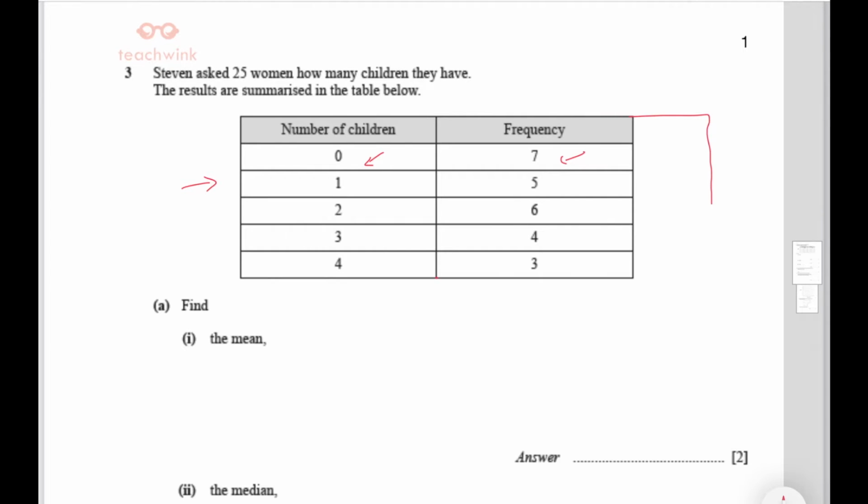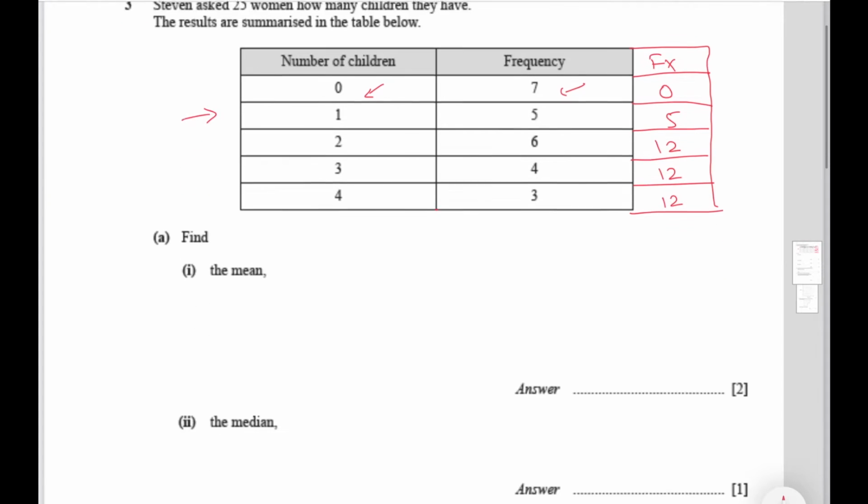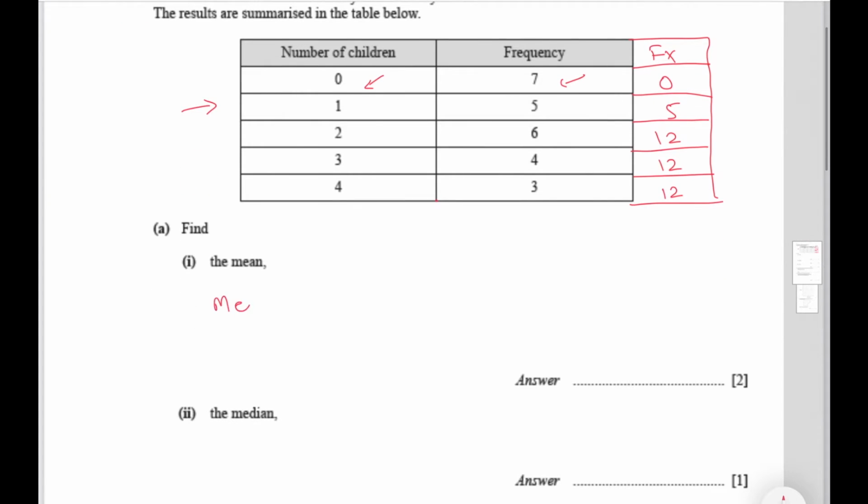Let's make a column over here to make things easier for us. So we write fx, f means frequency, x means the number of children. 7 times 0 is 0, 5 times 1 is 5, 6 times 2 is 12, 4 times 3 is also 12, and 3 times 4 is also 12. So in order to find the mean, we will need to divide the sum of fx by the sum of f.